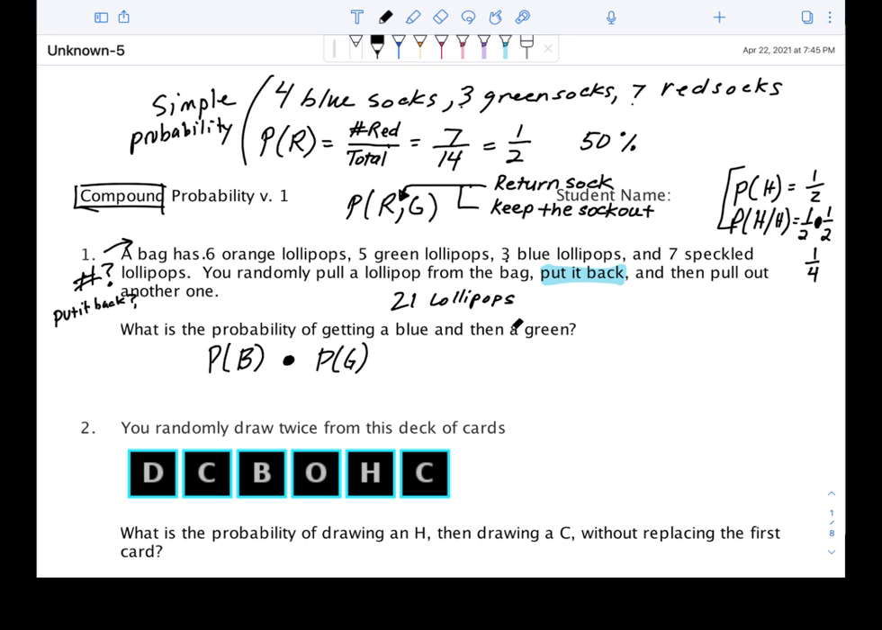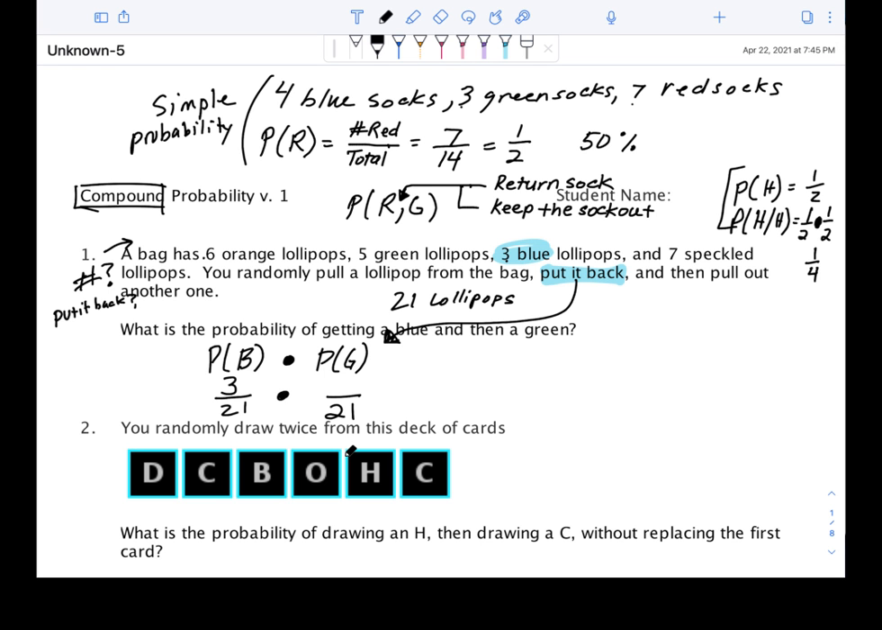The probability of drawing a blue lollipop. Okay, so there's 21 choices. Of those 21 choices, 3 of them are blue. So it's going to be 3/21. Now this is where it gets a little bit dicey. This is when we have to ask ourselves, did we put it back? If we put it back, then we still have 21 lollipops. So in this case, that doesn't change.